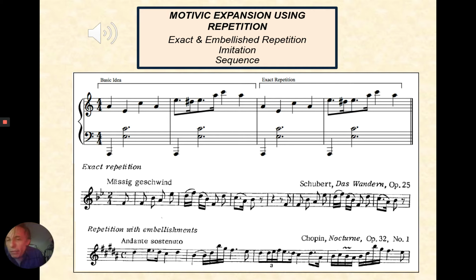So the most simple way of taking an idea and making it into a bigger idea is just to repeat it. All right, and this is the Schubert, another example of just pure repetition. All right, a little variation.